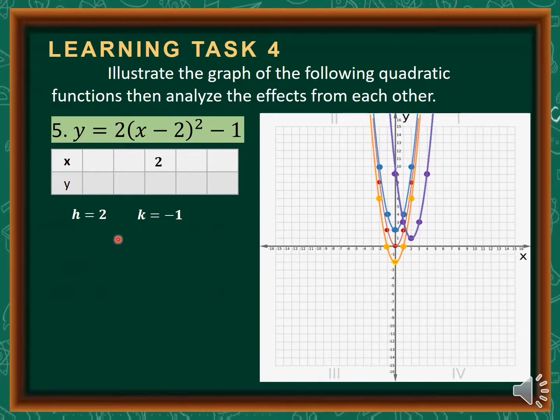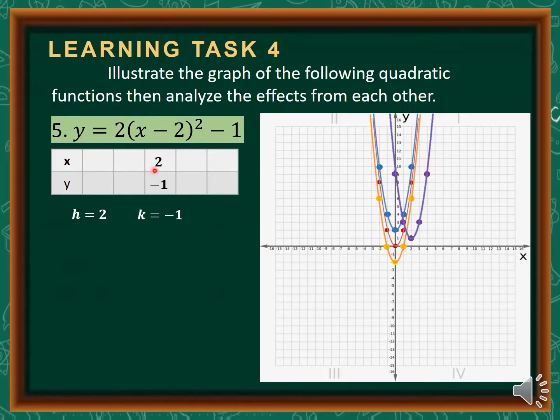What about if this is positive 2? Anong value ng h? Correct. Ang value ng h will become negative 2. Okay, since ang given natin dito ay 2, ito na yung gamitin natin. Now, so that would be our vertex.